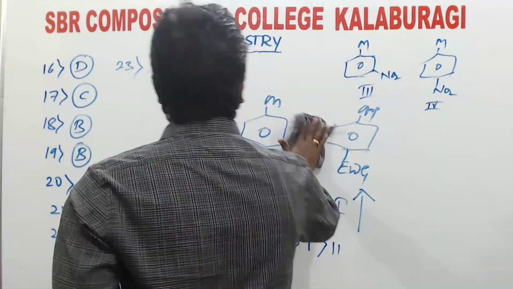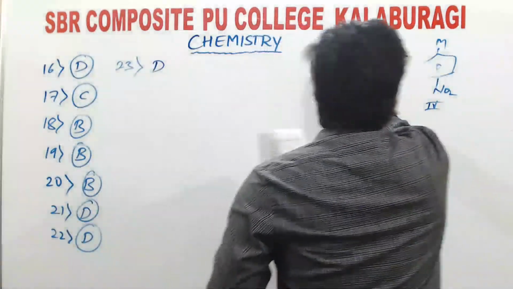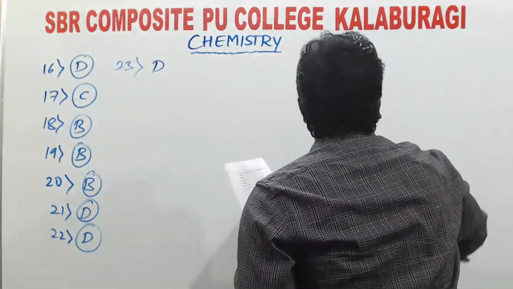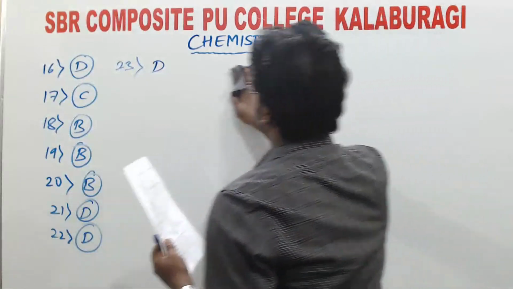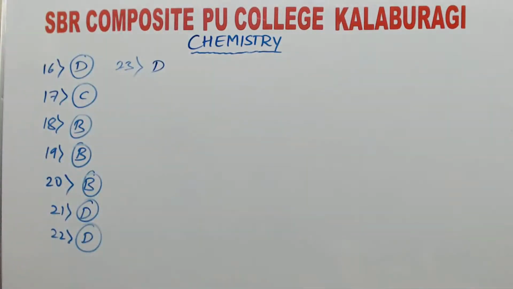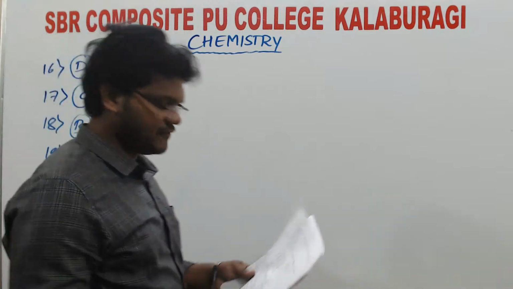Okay. So I'll rub off this. It's acidic nature. The concept to be applied is what? Inductive effect and resonance effect. Electron withdrawing group will increase acidic nature. Please do remember.